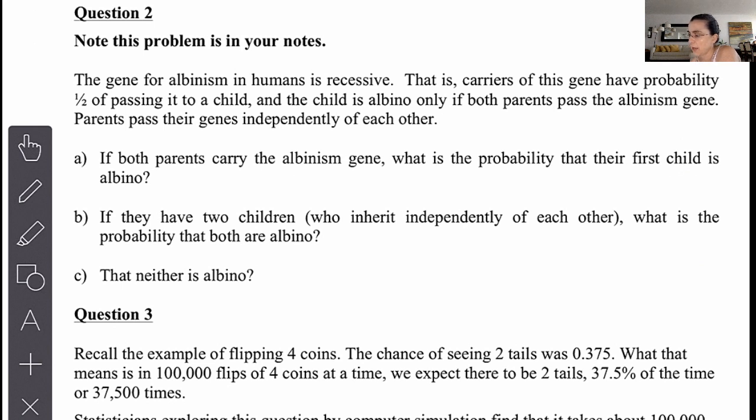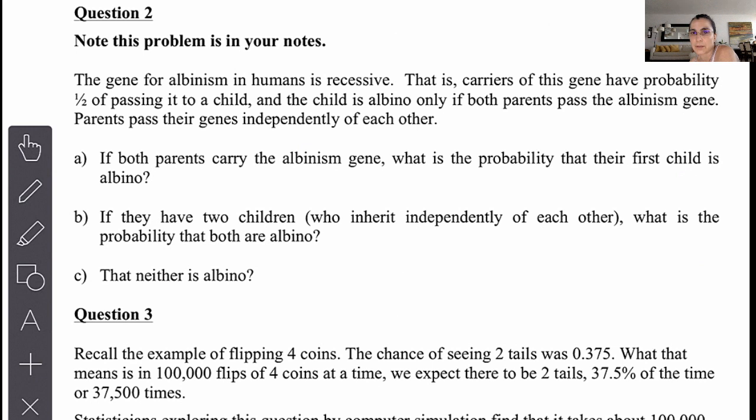The gene for albinism in humans is recessive. That is, carriers of this gene have probability 1/2 of passing it to a child. And the child is albino only if both parents pass the albinism gene. Parents pass their genes independently of each other.